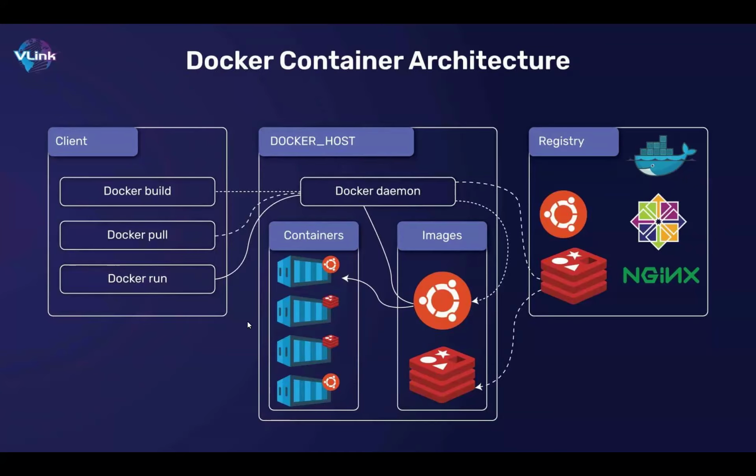Okay. And if they are asking for Docker run, then check locally if the image is available or not. If not, then go to the registry, bring the image and make a container out of it. That's the whole architecture of Docker container. Right. Let's go to our next.